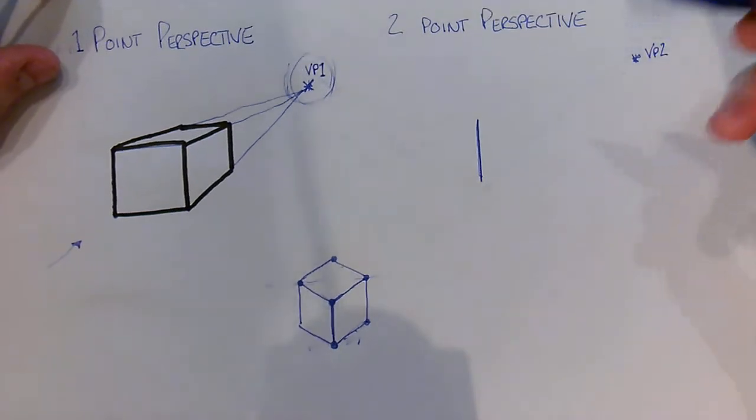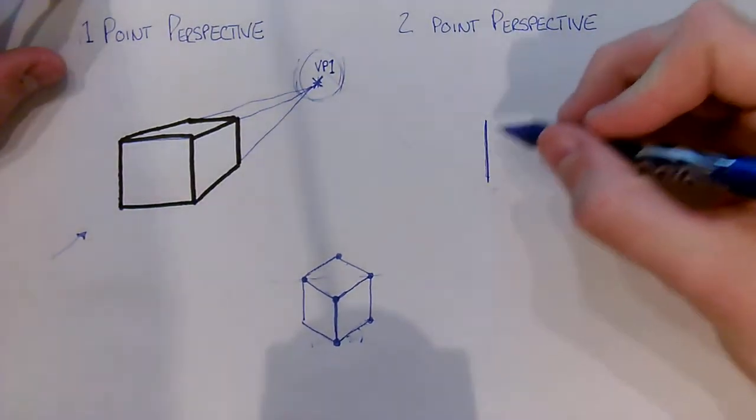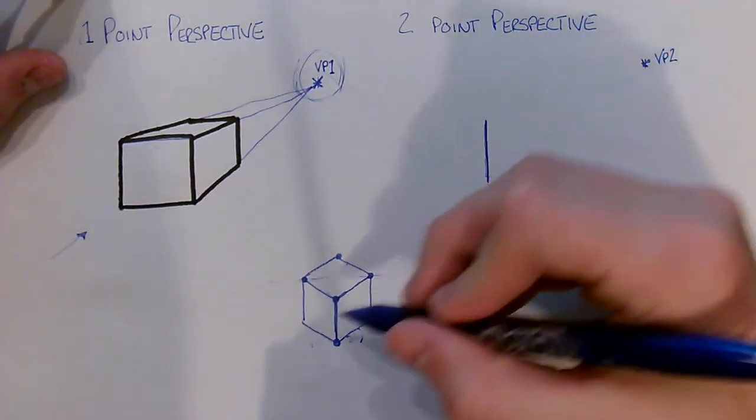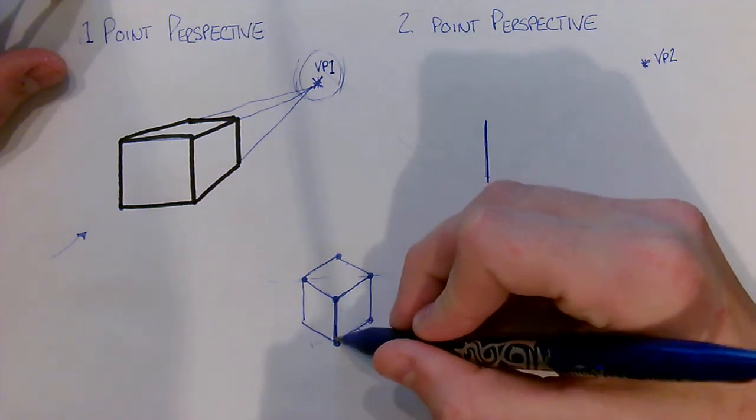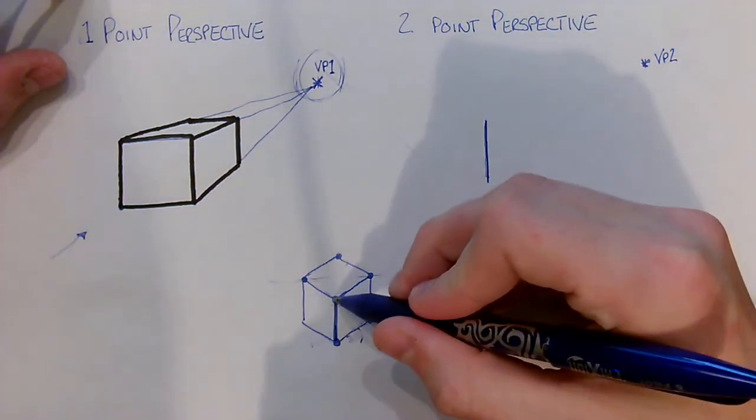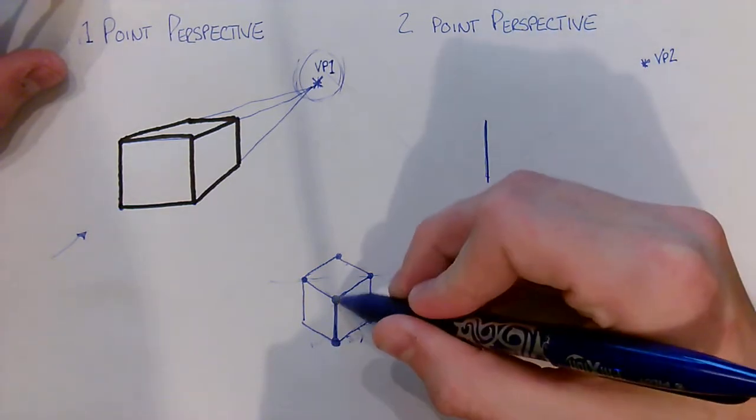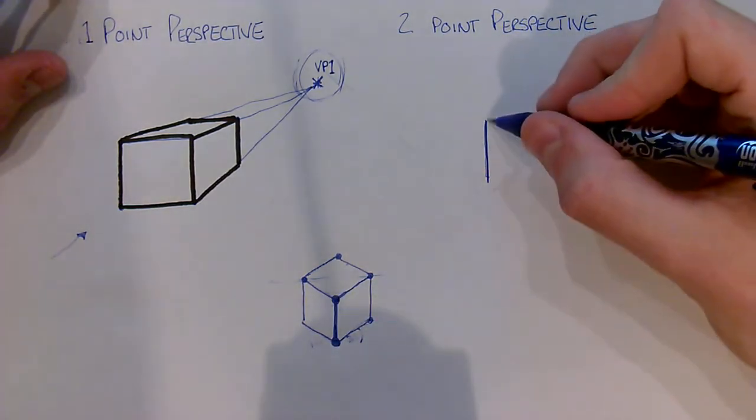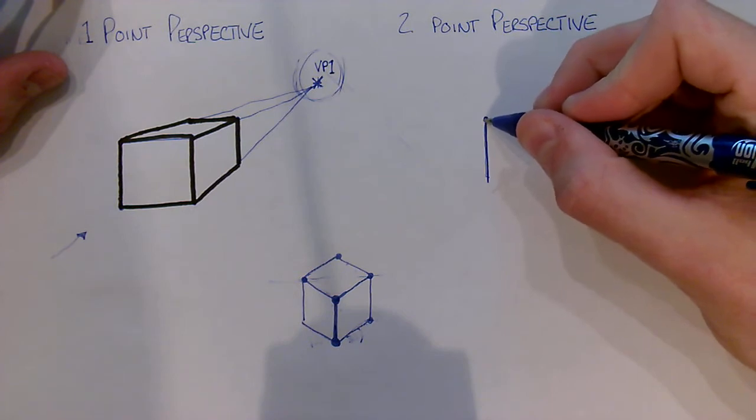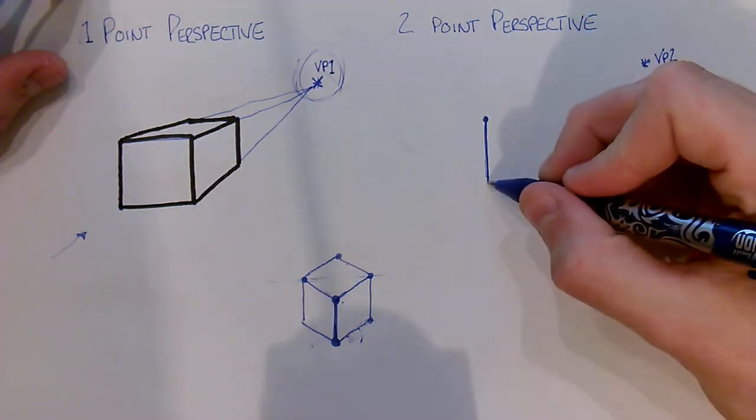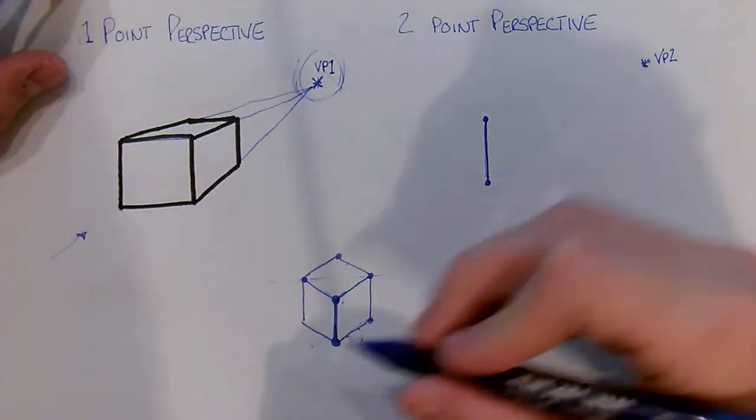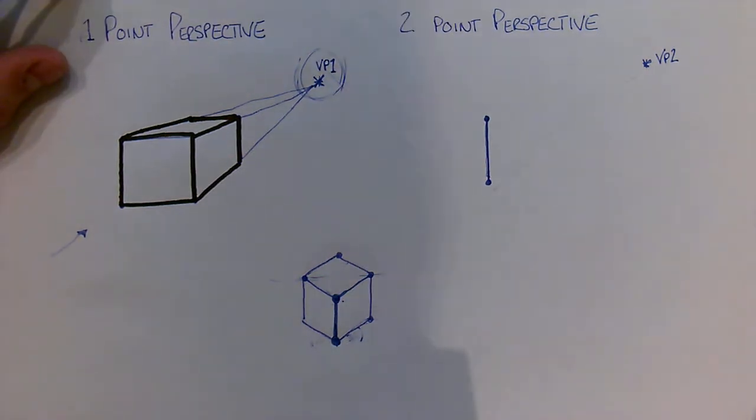So, back to 2-point perspective. This line here represents this edge. Now, we've got a point here, or I should rather say a corner, and a corner down here. So, I'm going to say that this is my top corner, and this is my bottom corner right here.